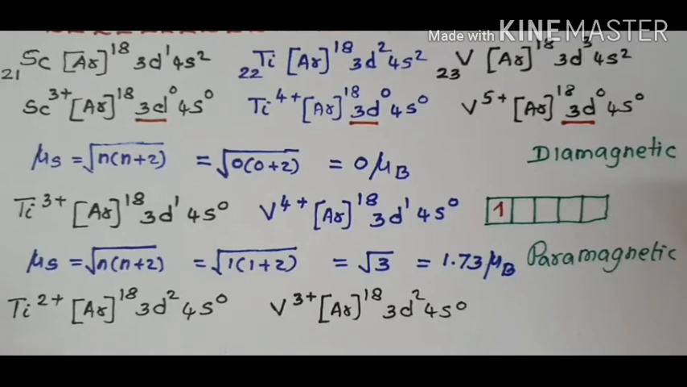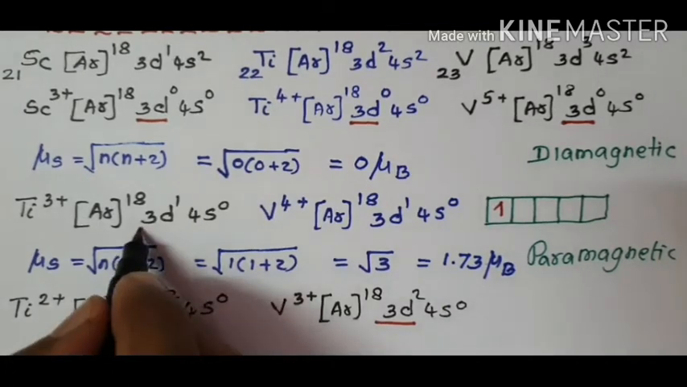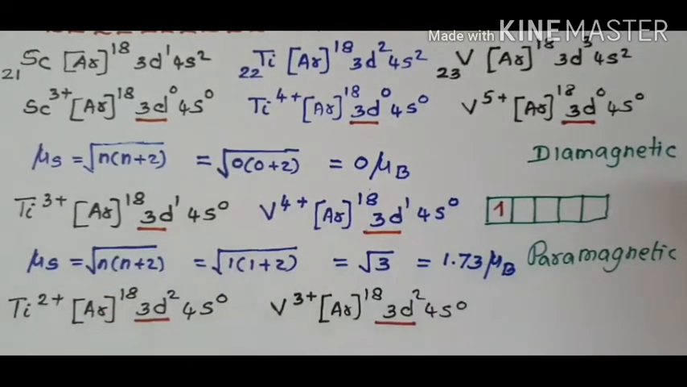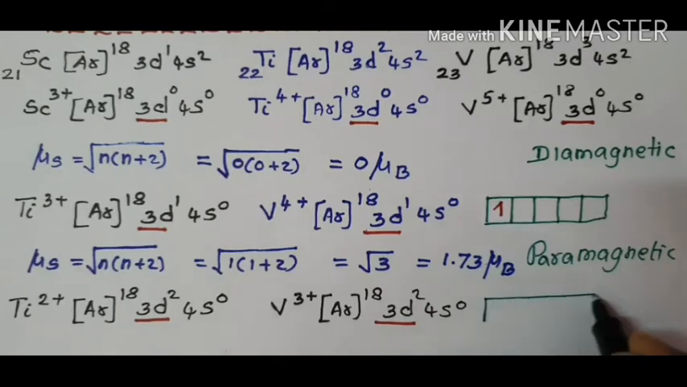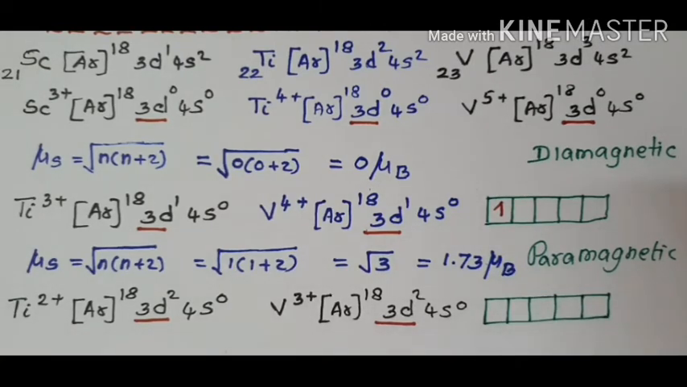Now see the 3d orbital, here 3d2. A d orbital containing how many electrons? 2 electrons. Fill the 2 electrons in d orbitals. In the d orbital, how many orientations do we have? 5 orientations: 3d xy, 3d yz, 3d zx, 3d x squared minus y squared, 3d z squared.